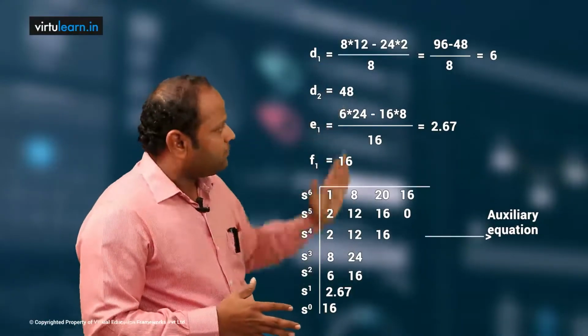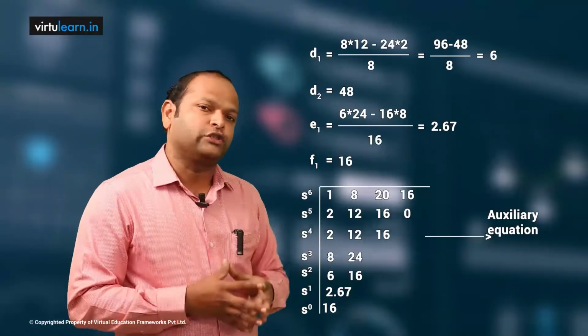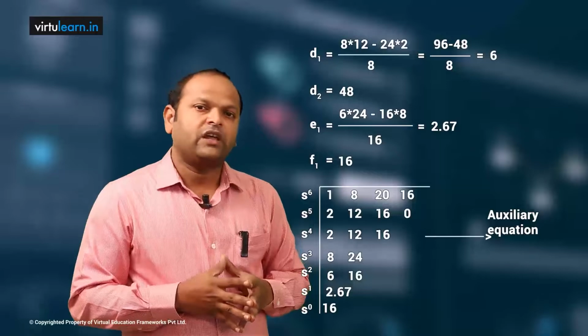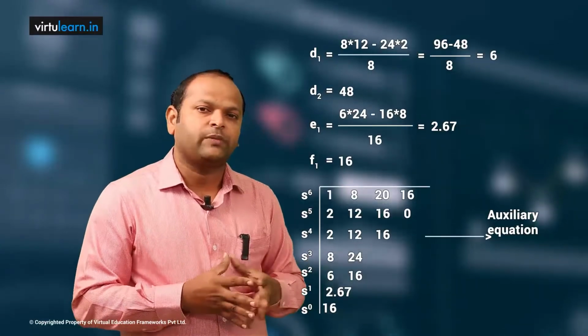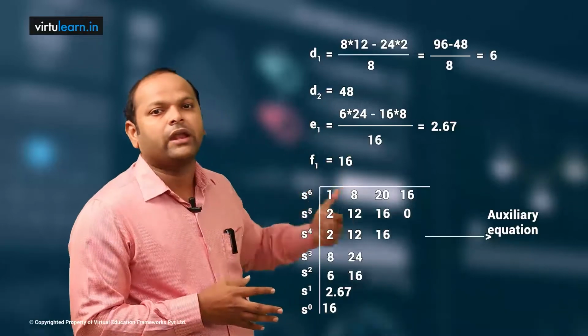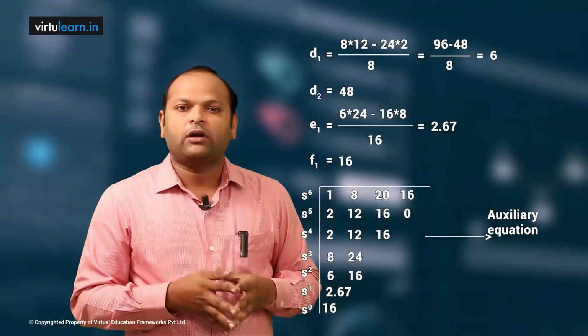And what are the signs? All are positive, which means there are no sign changes. If there are no sign changes, what does it mean? It means the particular characteristic equation will not have any positive real part roots.